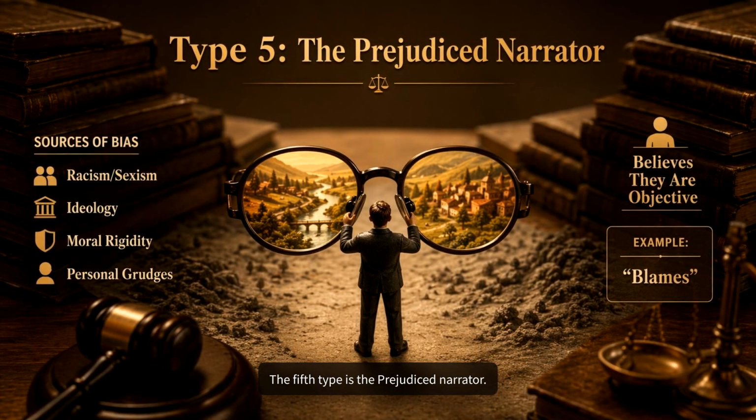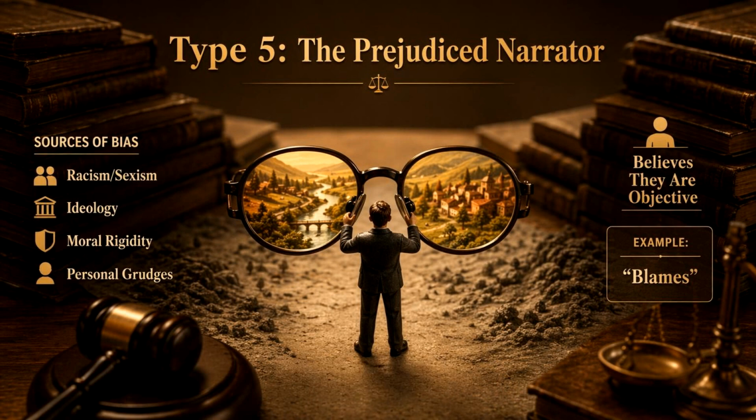The fifth type is the prejudiced narrator. This narrator is distorted by bias and ideology. Strong pre-existing beliefs filter and warp their perception. They see only what confirms their worldview, and they dismiss anything that contradicts it. The sources of this bias are many: racism, sexism, classism, homophobia, and other bigotries. Rigid political or religious ideology. A rigid moral framework. Deep cultural assumptions. Personal grudges or blatant favoritism.